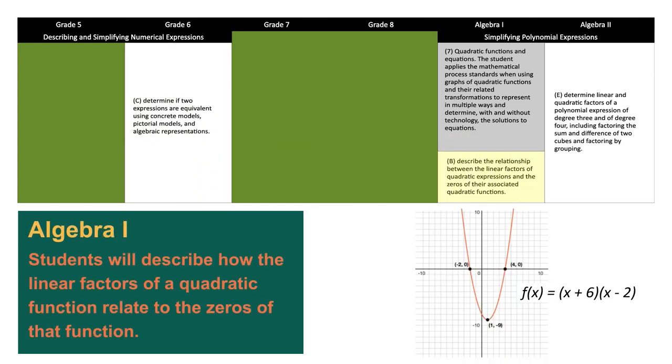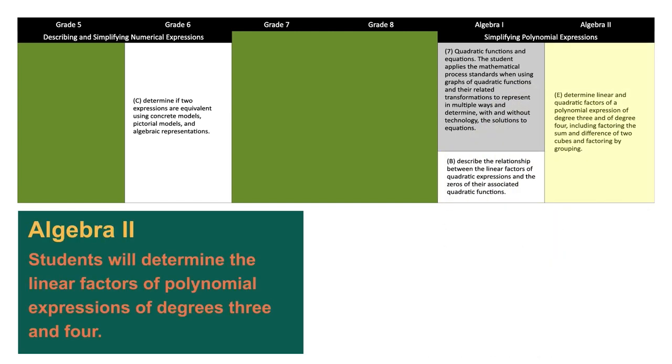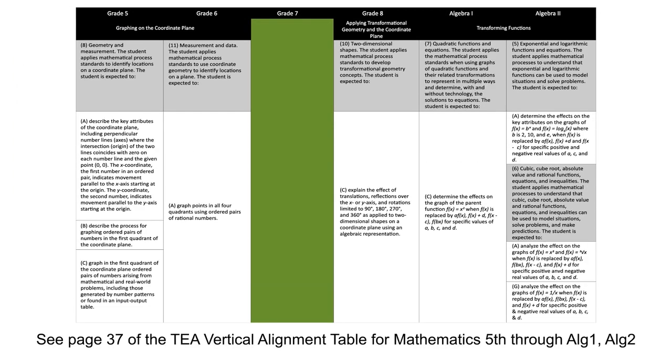In Algebra 1, students will describe the relationship between linear factors of quadratic expressions and the zeros of their associated quadratic functions. In Algebra 2, this is the basis for determining the linear factors of polynomial expressions of degrees 3 and 4. This includes factoring the sum and difference of two cubes and factoring by grouping. The vertical alignment for transforming functions in 7c can help you see what students should have already mastered to support this unit.